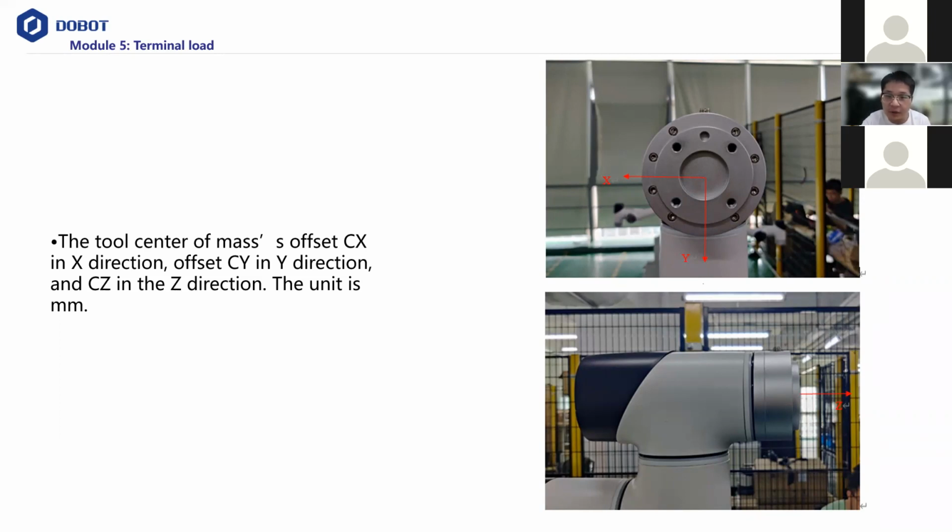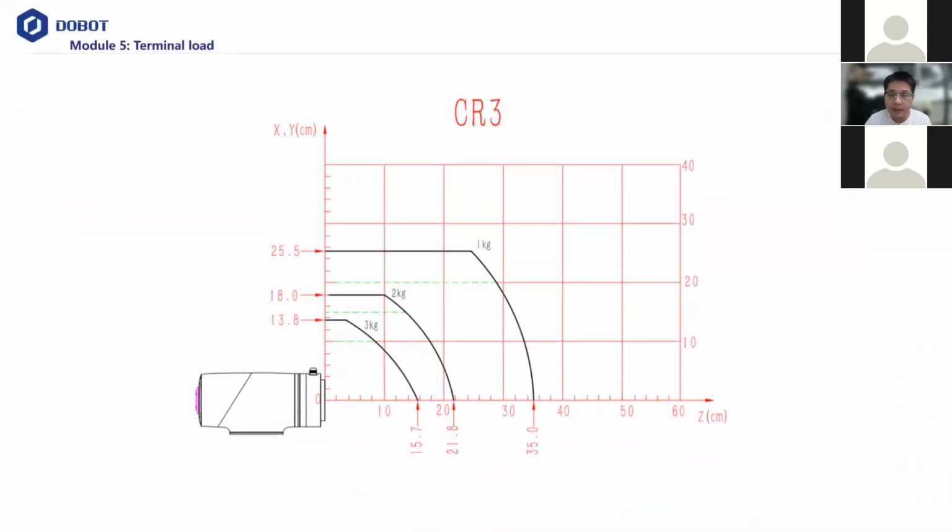About the terminal load direction, the center of mass offset: CX in the X direction, CY in the Y direction, and CZ in the Z direction. The unit is millimeter. Next, we show the end load curve of different CR models as shown.